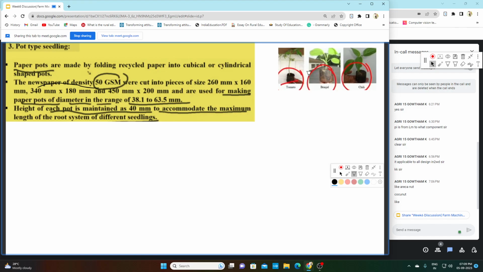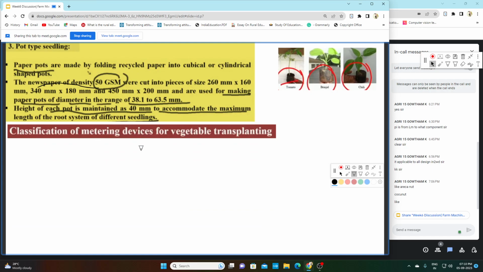When the seed grows, we plant these pots in the soil. The paper that we use is decomposable, so when we plant this whole thing in the soil, our roots will grow and be inserted in the soil, and the paper or pot will get decomposed. So this is the third type of seedling.